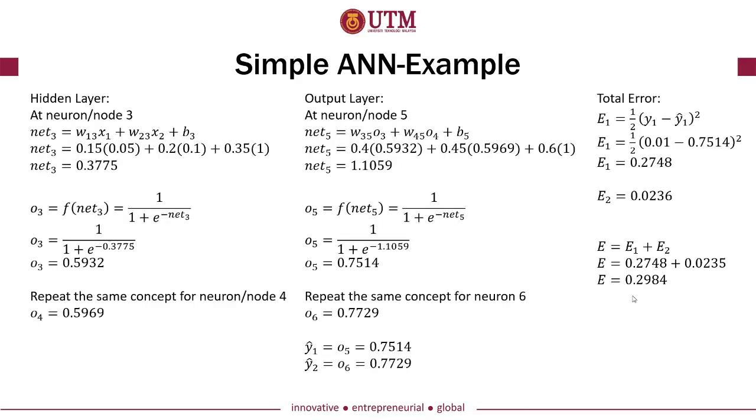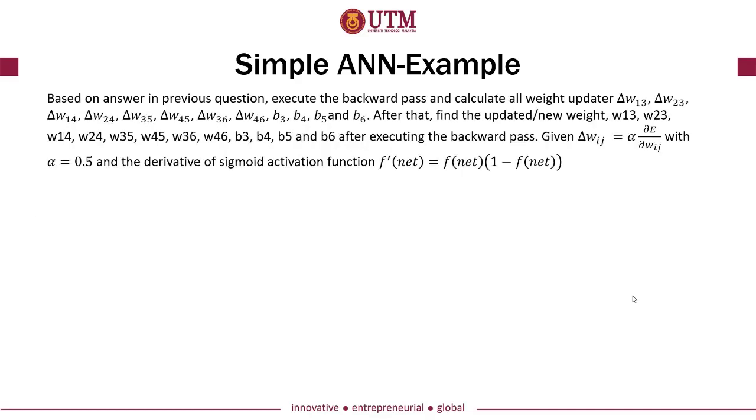Okay, this is the second question. The second question is also related to question number 1. Based on the answer in the previous question, execute the backward pass and calculate all the weight updaters. That means you need to calculate all the weight updaters of W13, W23, up until W46.